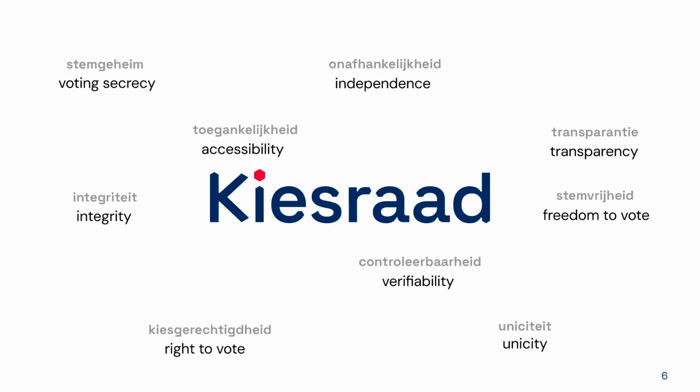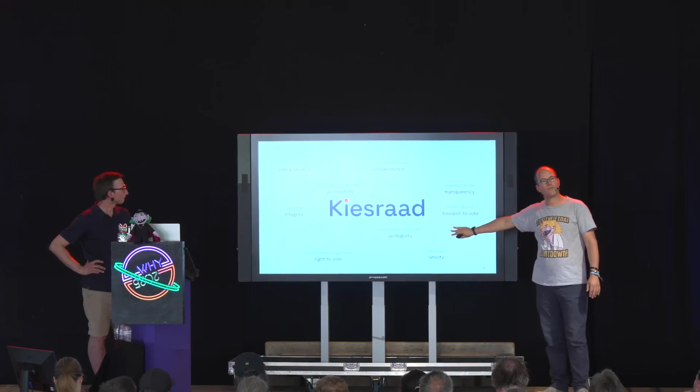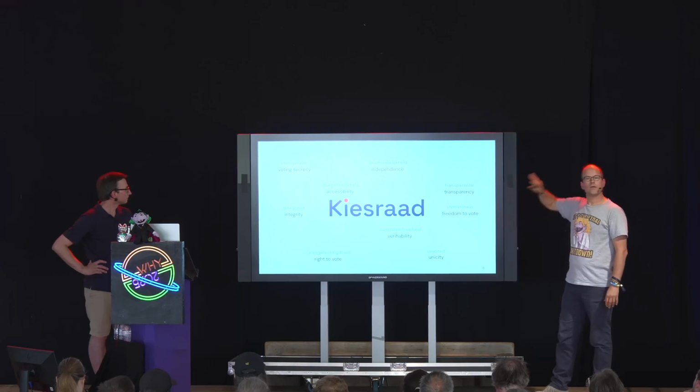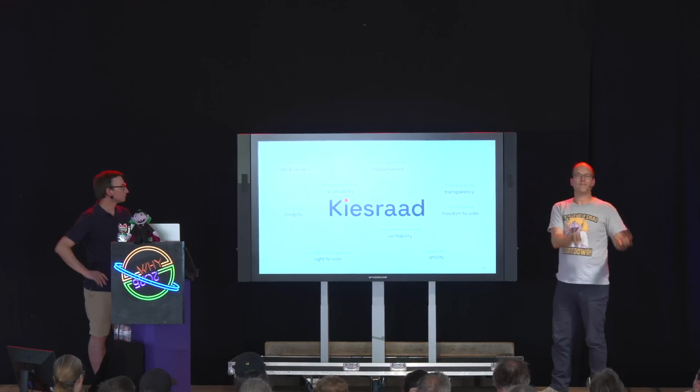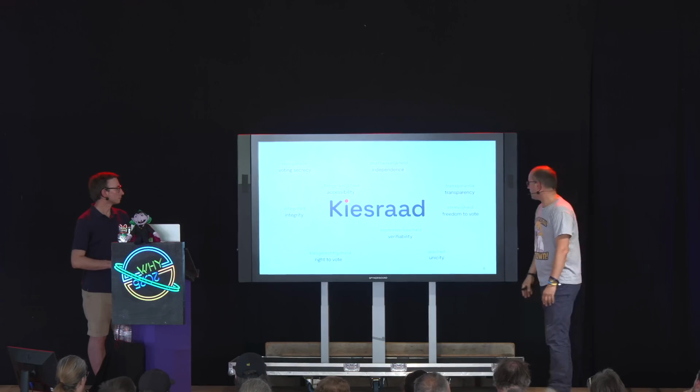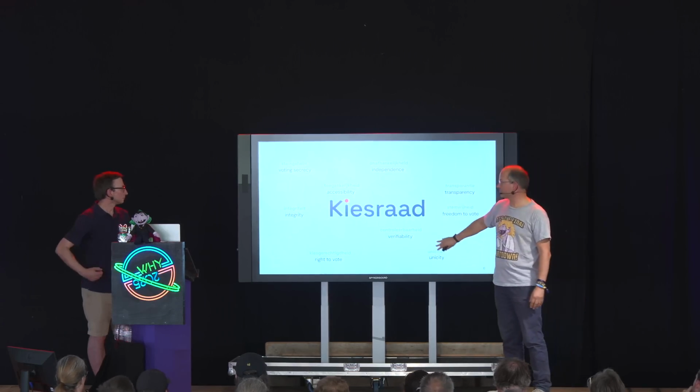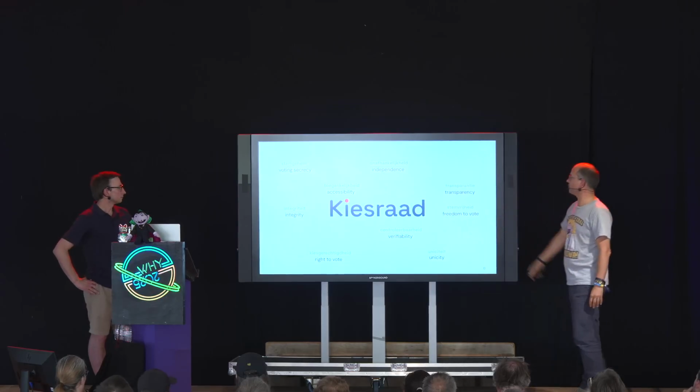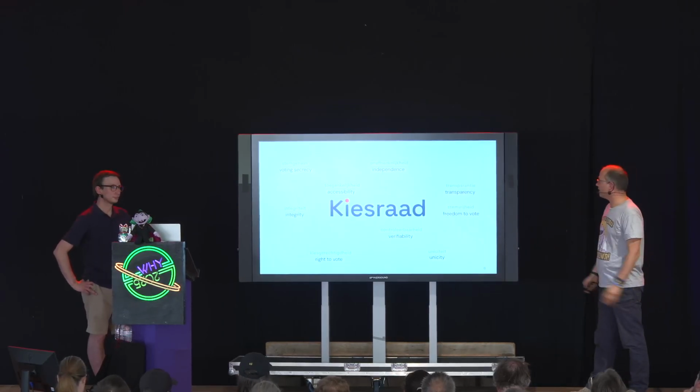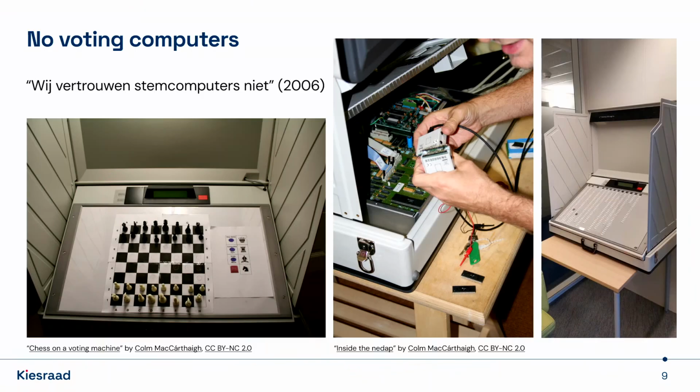For this, we have to thank the nerds, really. I'll explain that later. But the things that are really important in the Netherlands is voting secrecy, transparency, the freedom to vote. It needs to be verifiable. People actually do our work again using the data we publish. Only votes should count, and everyone should have a right to vote. These values are really important, and we thank them to the discussion in 2006 about voting machines.